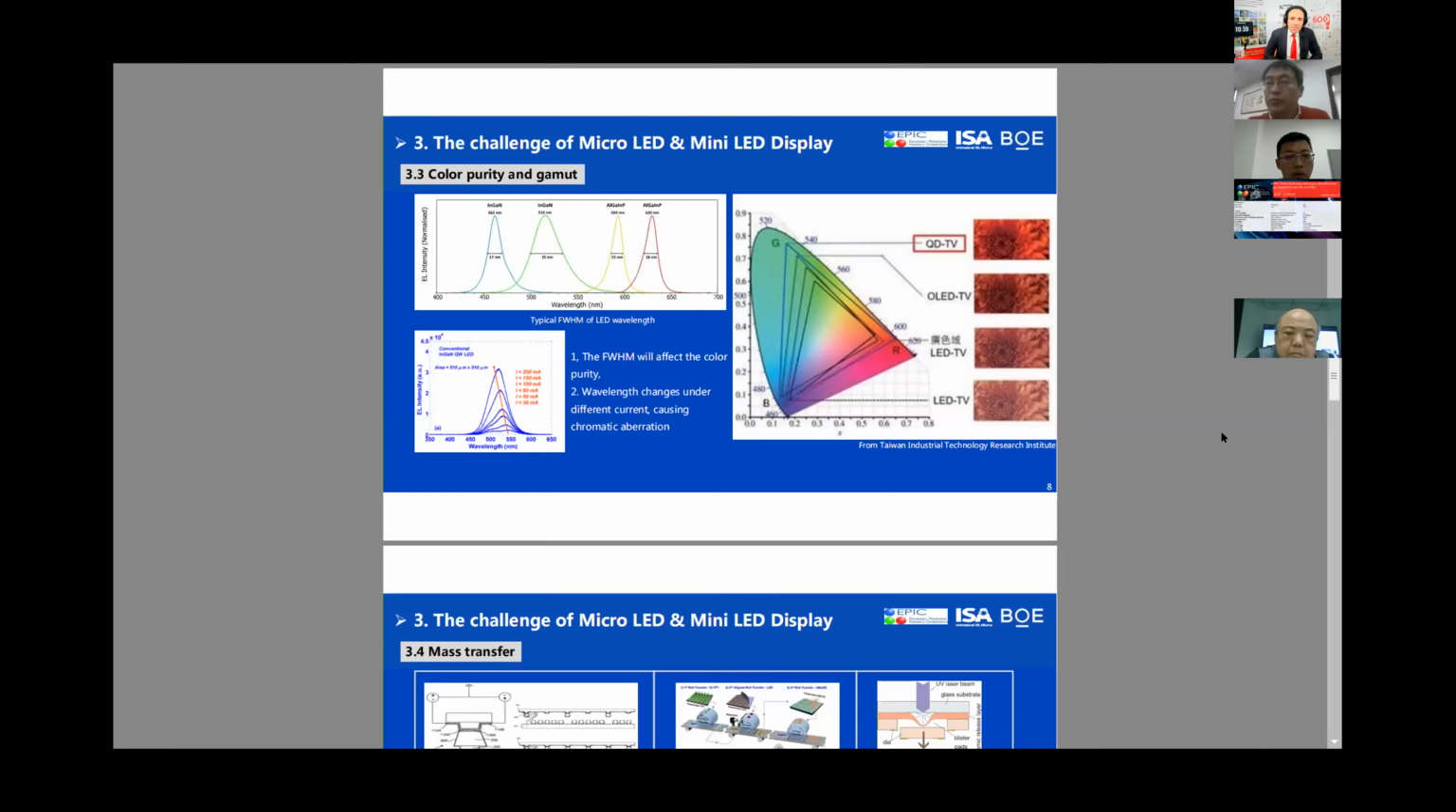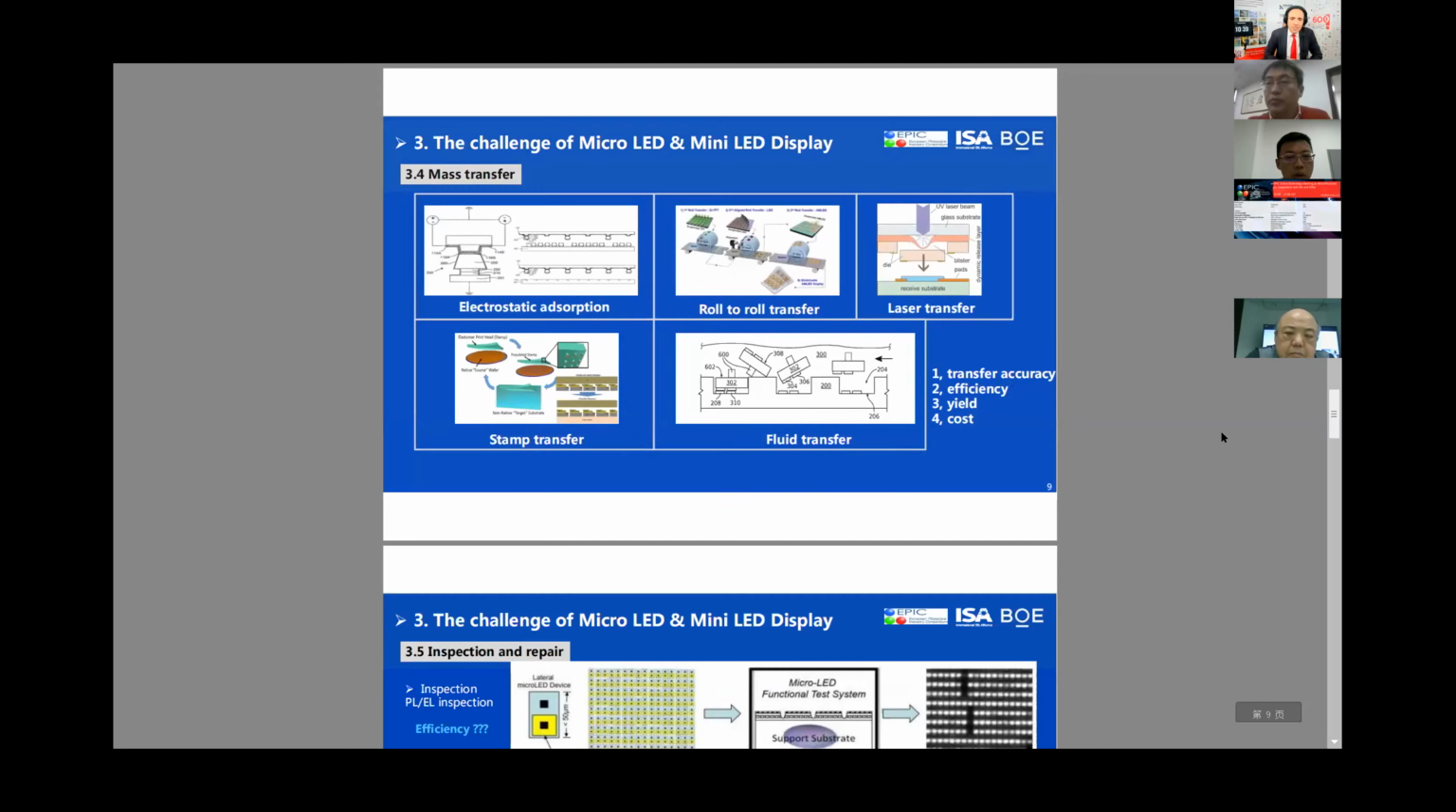And because of different current, the wavelength of LED illumination is different, and there might be some kind of shifting. So there is color gamut shifting as an issue, and also chromatic aberration. And another part is the mass transfer technology. For mass transfer technology, we need very high precision and also high efficiency and high yield and also low cost at the same time.